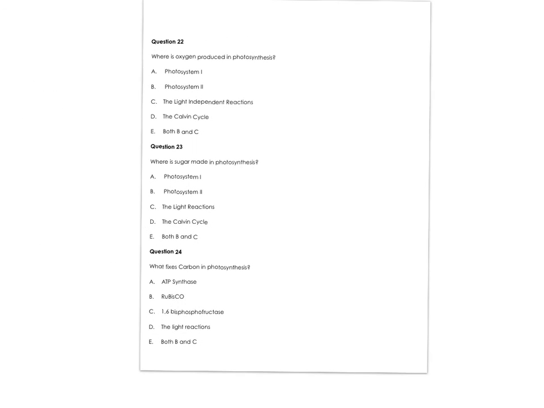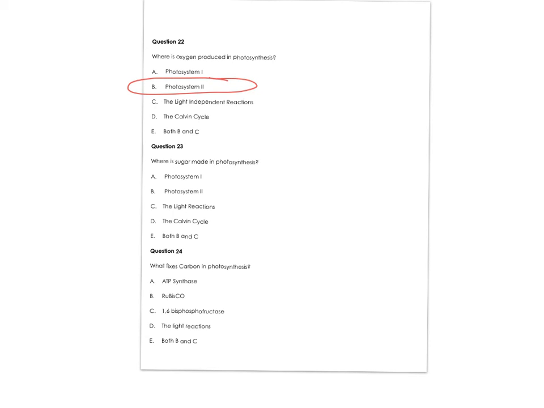Where is oxygen produced in photosynthesis? Exactly, in the first step. And this is where it gets confusing. It would be photosystem 2. That's where oxygen is produced. It's the very first step.